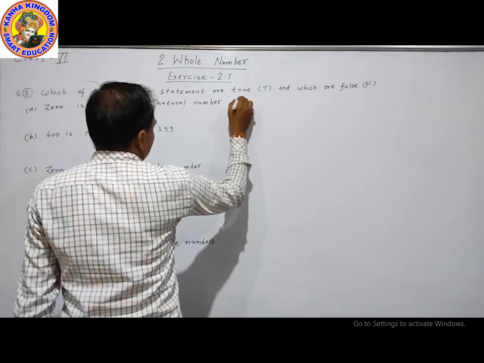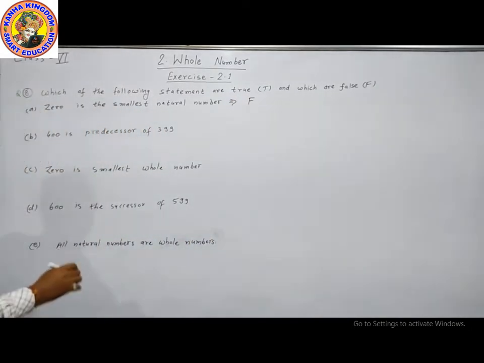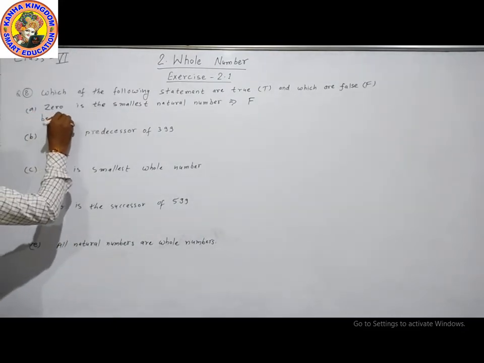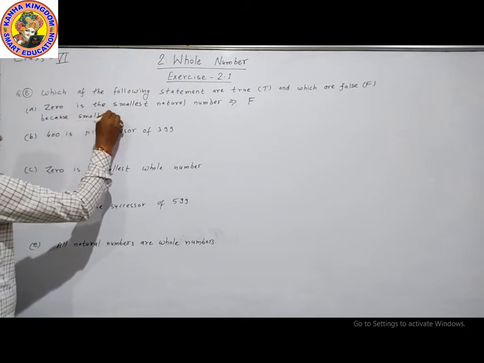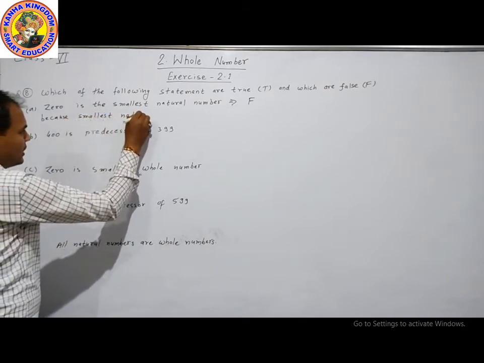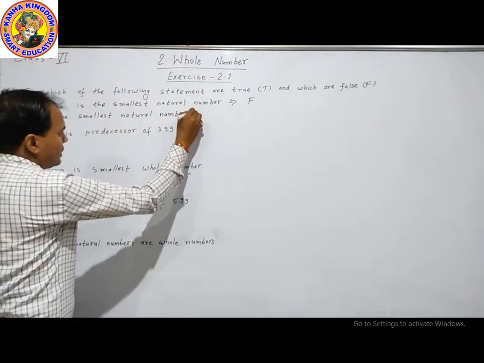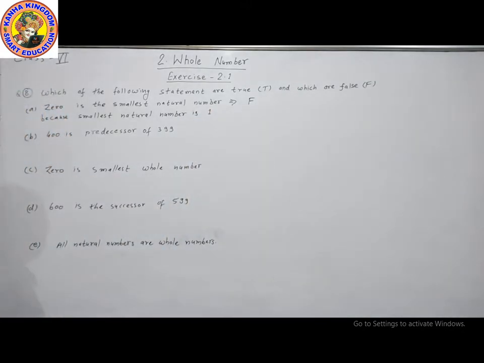So this statement is false, because the smallest natural number is 1. The smallest natural number is 1.